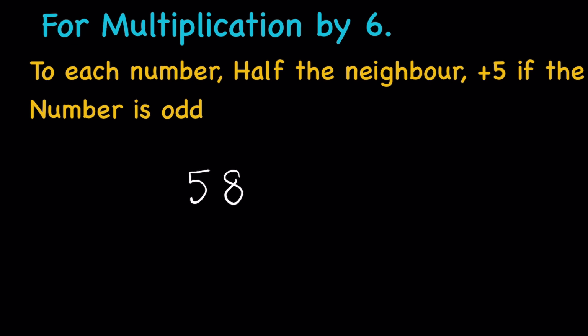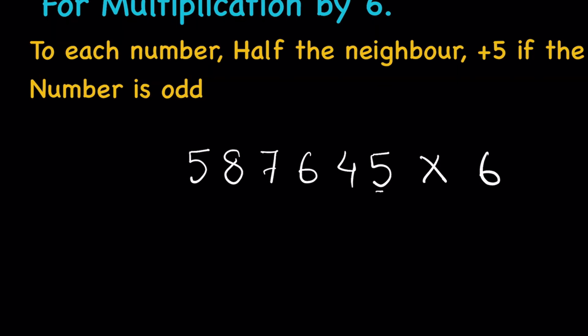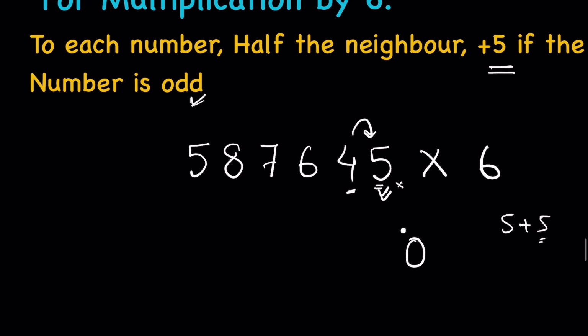5, 8, 7, 6, 4, 5 times 6. Can you do it quickly? No neighbor here, but 5 is an odd number. So to each number, we have to add 5 if the number is odd. So 5 is an odd number, so we add 5 plus 5. That gives us 10. Write 0 of 10 and 1 is carryover, so write a dot here. Then 4. Neighbor of 4 is 5. Half of 5 is 2 plus 4. Then this carryover plus 1. So write 7 here. Remove this carryover.